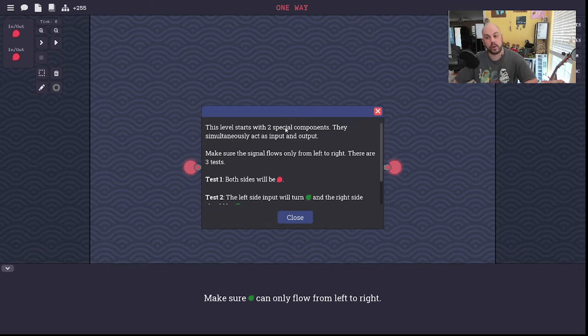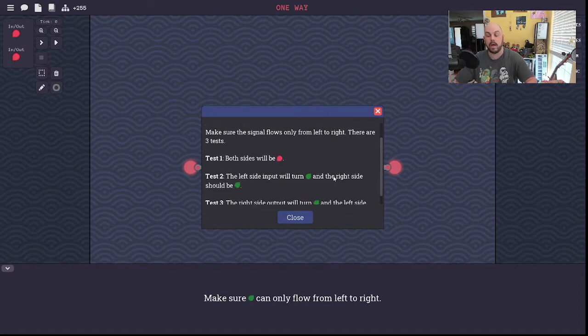This level starts with 2 special components. They simultaneously act as an input and an output. So they've got 2 things here, and you can kind of see it on either side of the screen. They're going to go input or output. It doesn't matter. They will go both ways. Make sure the signal flows only from the left to the right. So we're not even worried about the signal going right to left. We don't have to worry about that. All we care about is going from the left side of our screen to the right side of our screen.